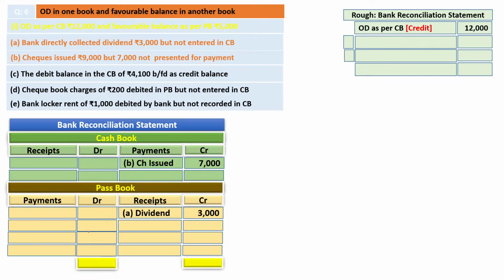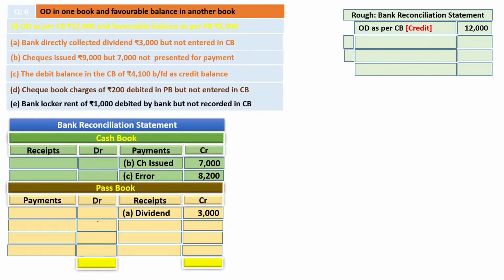Okay. Then, how do I handle this? 8,200: 4,100 for undercasting in the debit side, put on the opposite side, and another 4,100 for the credit side overcasting, put on the same side. So 4,100 plus 4,100, 8,200 should be in the credit side. Is that okay?